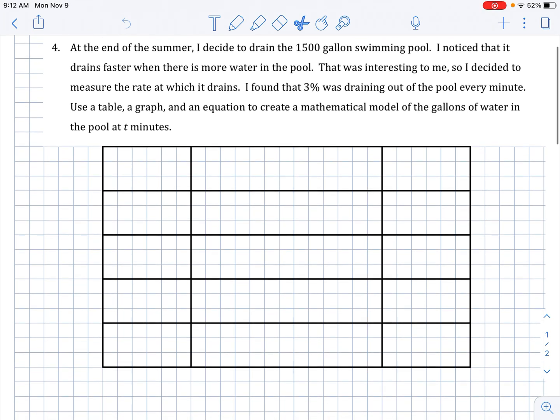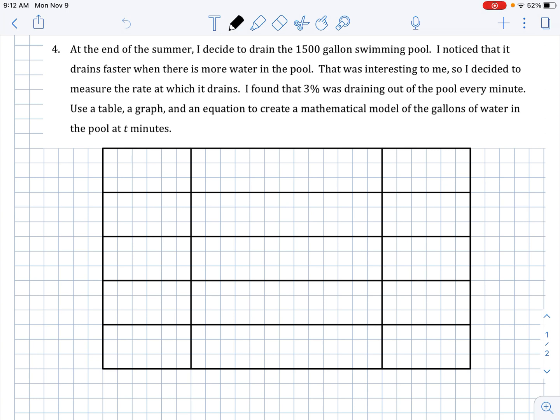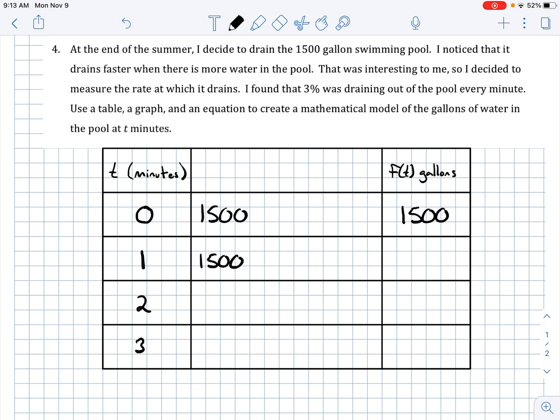pool at t minutes. Okay, so we have at t minutes, and we have gallons. Okay, so in the very beginning, at 0 minutes, the whole pool is filled, 1,500 gallons. And after 1, 2, and 3 minutes. So we know we're starting with 1,500 as our start value.